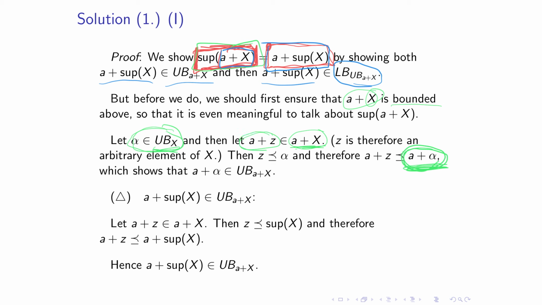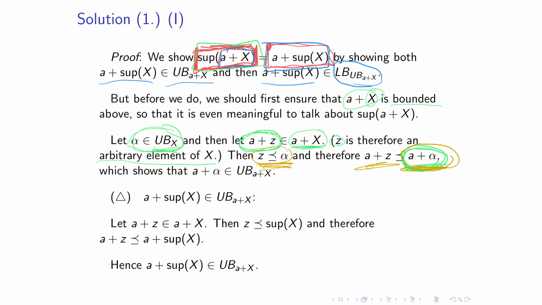Well, so we pick an element, right? We pick this a plus z out of the set. That means z is an arbitrary element of x, little z is an arbitrary element out of x. And because alpha is an upper bound on the set x, that tells us that z precedes alpha. So from this equation, we can just add a to both sides, and we now have exactly what we wanted to show, a plus alpha.